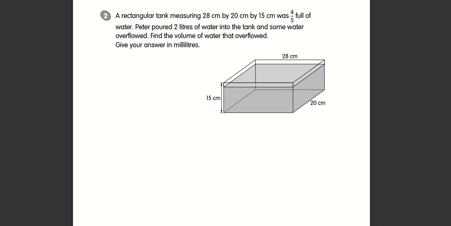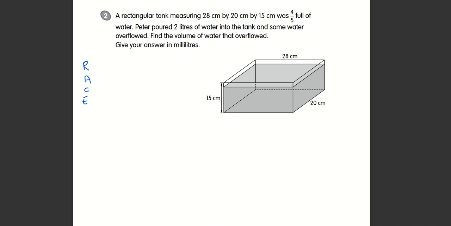Okay, let's take a read at this question. A rectangular tank measuring 28 centimeters by 20 centimeters by 15 centimeters was 4/5 full of water. Peter poured 2 liters of water into the tank and some water overflowed. Find the volume of water that overflowed. Give your answer in milliliters.